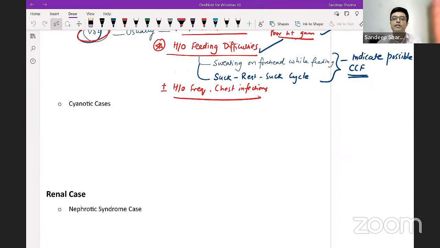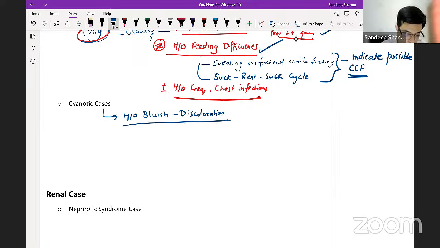Suppose you get a cyanotic heart disease case. So it will usually be a tetralogy of Fallot patient. In such a patient, always ask about history of bluish discoloration. You will ask about history of bluish discoloration in the patient.